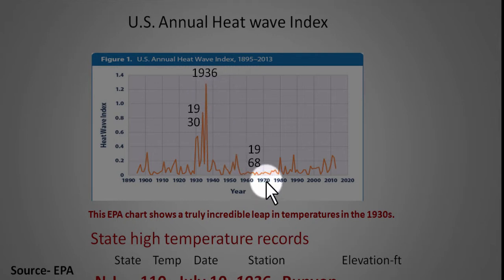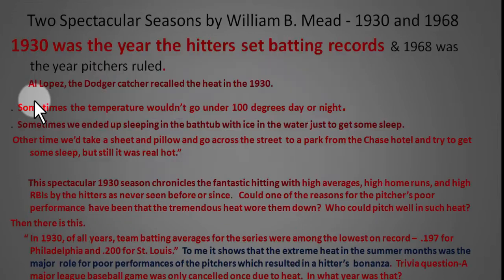The highest temperature recorded in New Jersey was 110 degrees on July 10th, 1936. This chart conforms not with Dr. Broccoli's chart. In the book, Two Spectacular Seasons, Al Lopez, the Dodger catcher, recalled that in the 1930s, sometimes the temperature wouldn't go under 100 degrees, day or night. "Sometimes we ended up sleeping in bathtubs with ice in the water just to get some sleep."